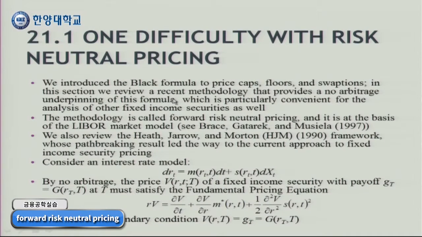In this section, we review a methodology that provides the no-arbitrage underpinning of this formula, which is particularly convenient for the analysis of fixed income securities. The methodology is called forward risk neutral pricing, and it is at the basis of the LIBOR market model. The LIBOR market model is the most popular model for interest rates and fixed income securities.